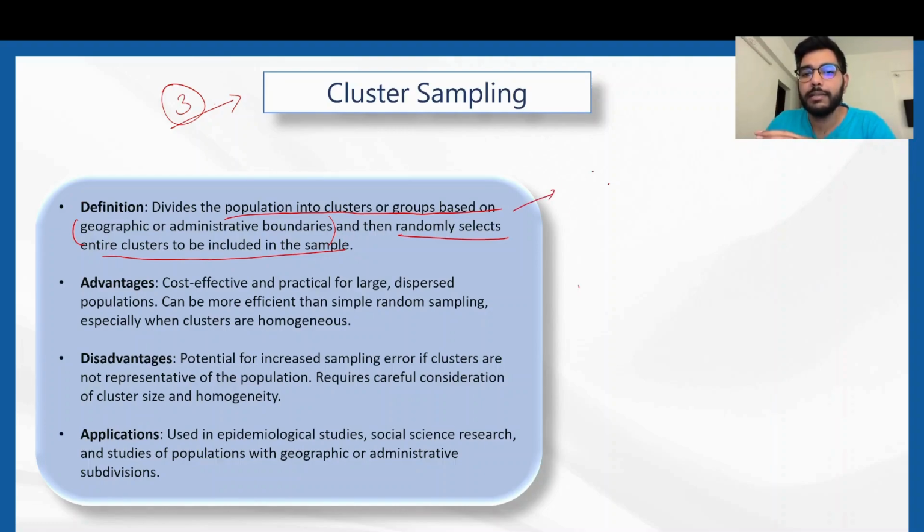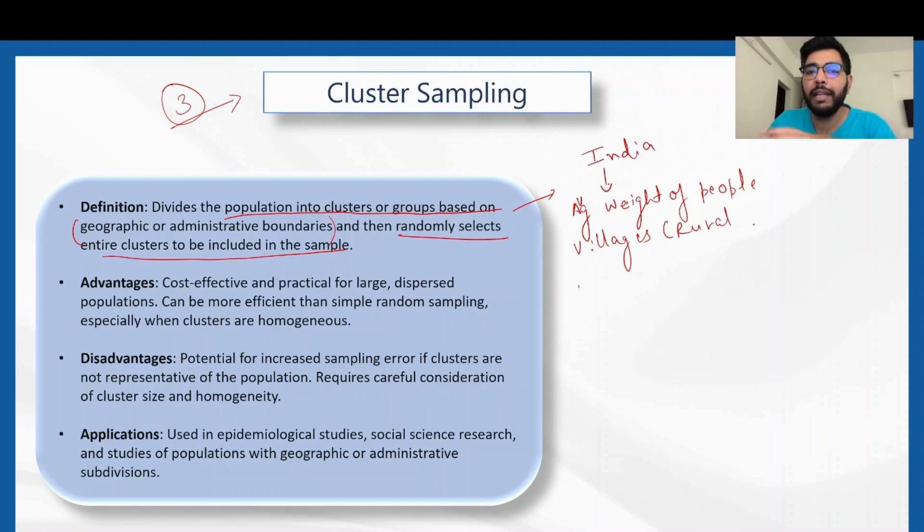Let's try to decode this. Let's say we have a use case where in India, we want to find the average weight of all the people residing in villages or rural areas, right? Average weight of everyone residing in the villages or rural areas in India, correct?